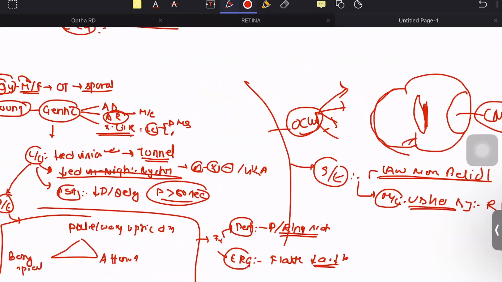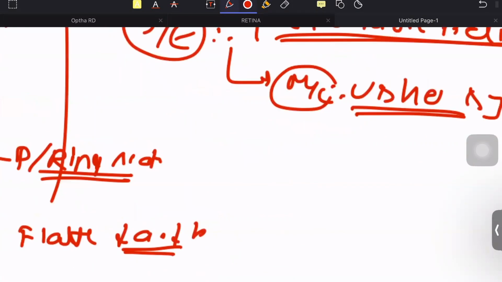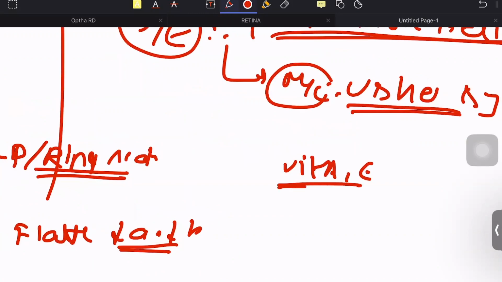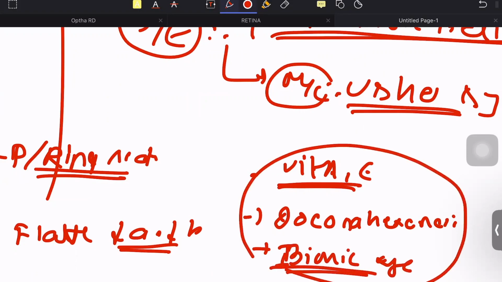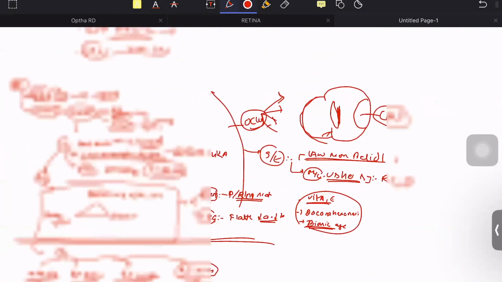Sadly, the treatment is not available, but placebo-like vitamin A can be given. Vitamin E can also be tried. Docosahexaenoic acid can be given. And the ultimate treatment is transplantation of the eye, or implantation of a bionic eye can also be tried. We cannot stop the disease entirely, but we can delay the progression of the disease. Thank you very much. This is all about retinitis pigmentosa.